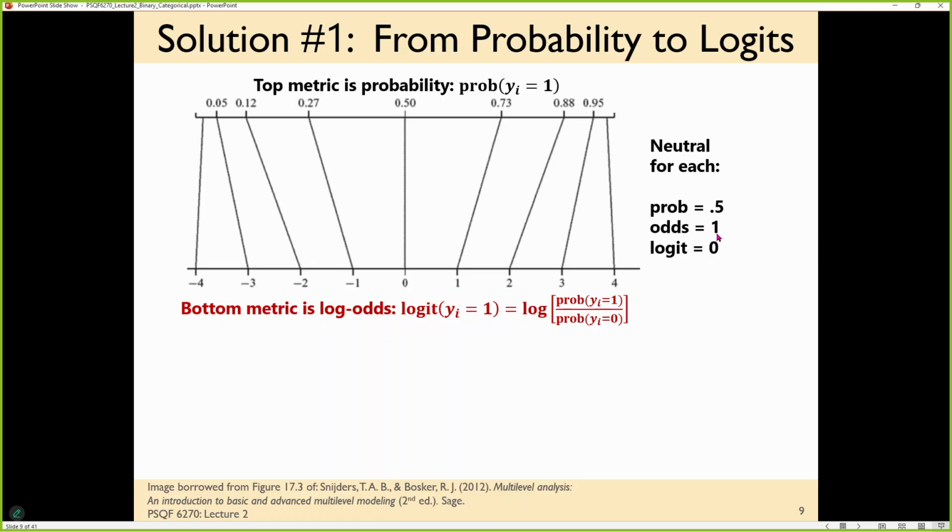The middle point of odds is a weird thing for binary data that doesn't show up in other kinds of data necessarily, just categorical data. So it's somewhere between data scale and model scale. But the neutral point, a probability of 0.5, corresponds to an odds of 1, so that's 0.5 over 0.5. And then if you take the log of 1, that's 0. So a logit of 0 is a probability of 0.5. That's what we know.